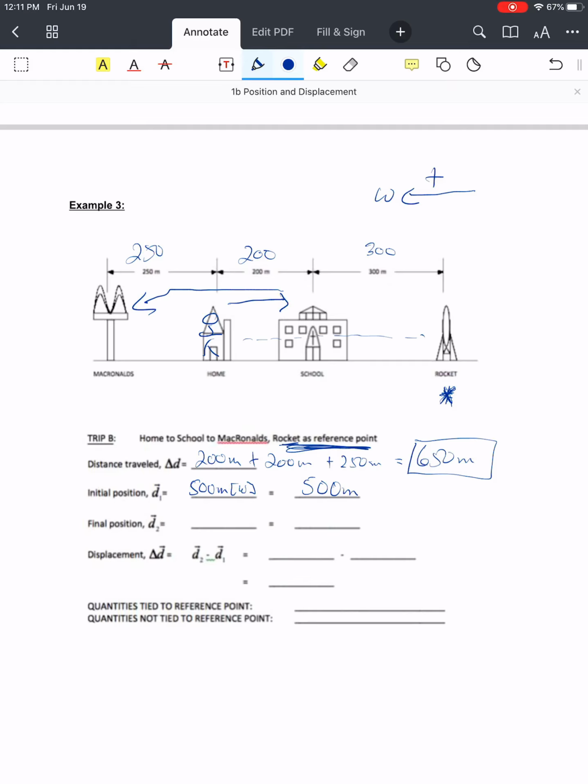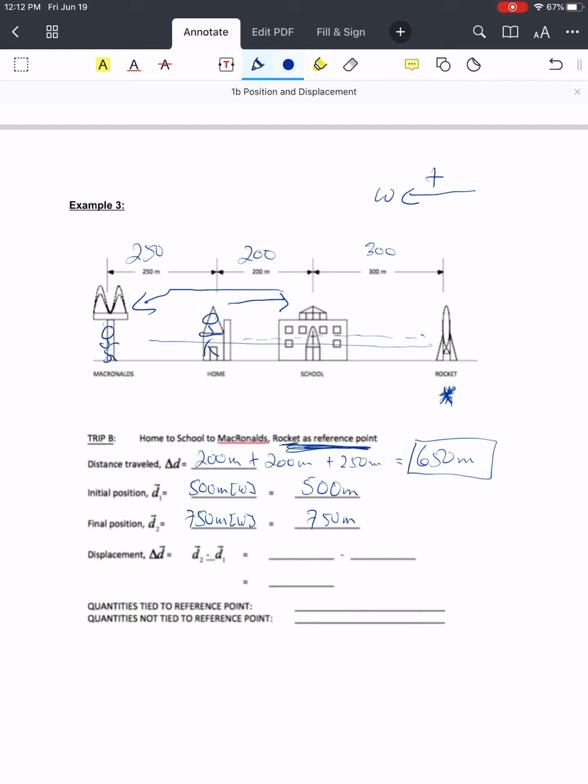Now my final position, I ended up at McDonald's. There I am. Okay, now what's my final position? Well, how far am I away from my reference point? My reference point is the rocket. So I am 300 plus 200 plus 250. So I am a total of 750 meters west, which, west is positive, so positive 750 meters.